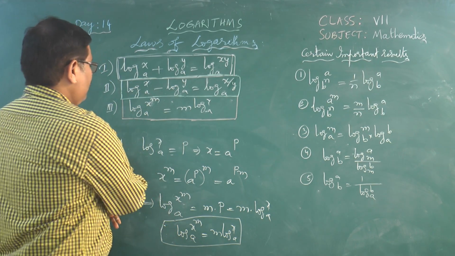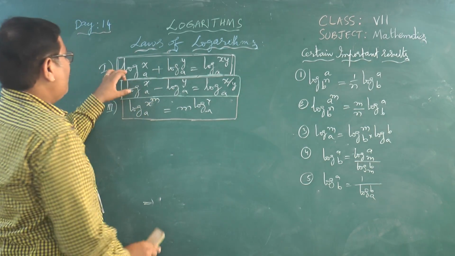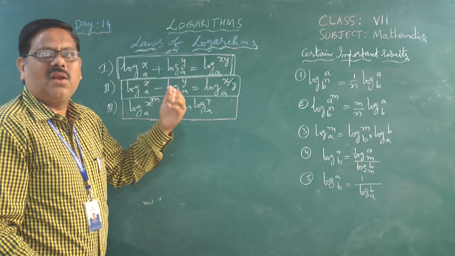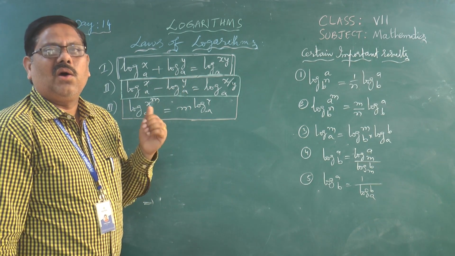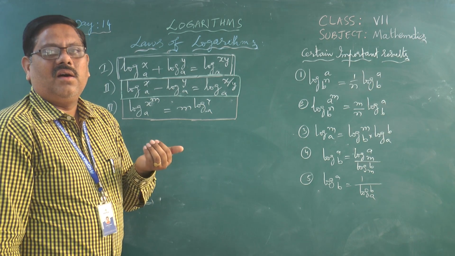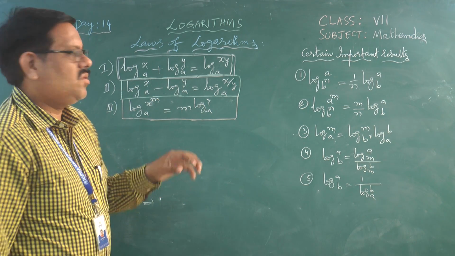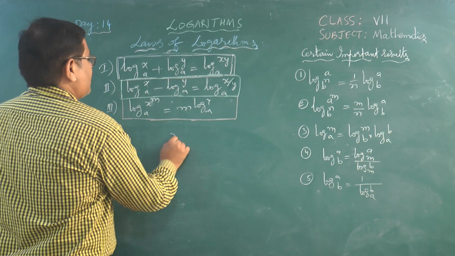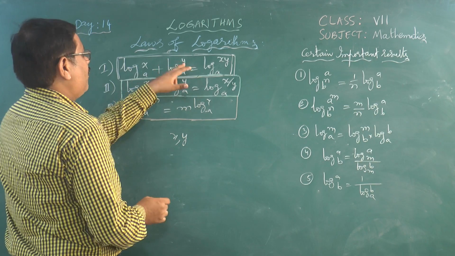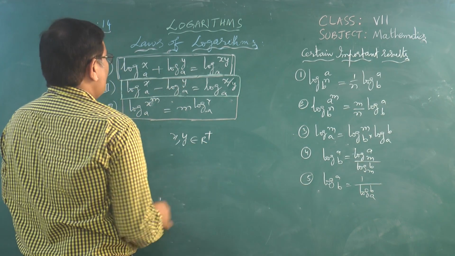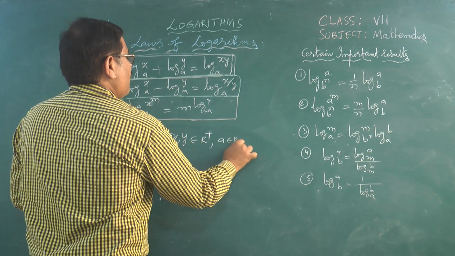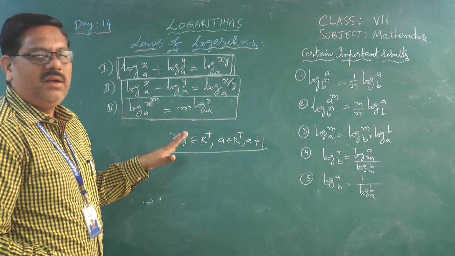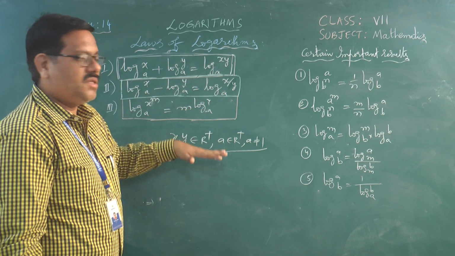Now, if you look at this, here what is x, what is y? While defining the logarithm itself, we have defined that logarithms are only defined for positive real values. So obviously whenever you are given these laws, it is by default understood that x, y both are positive real numbers. What about a? a is also a positive real number and a should not be 1. These conditions will automatically apply whenever you are using logarithms. So this is very important.